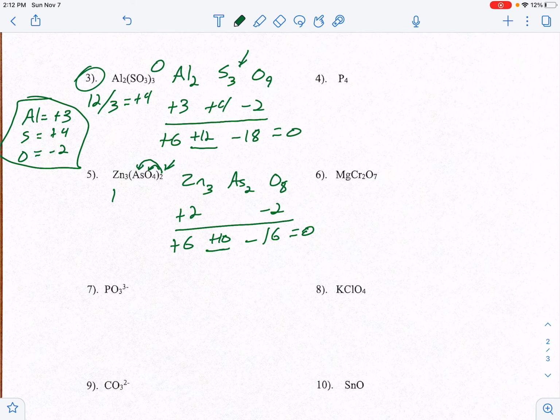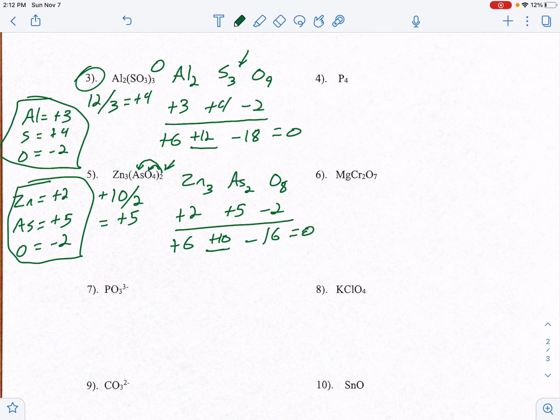Now I'm going to take that total 10 and divide it by how many arsenics I have, and I have 2 of them. So that means each one has a charge of plus 5. So my answer would be zinc has a charge of plus 2, arsenic has a charge of plus 5, and oxygen has a charge of minus 2.